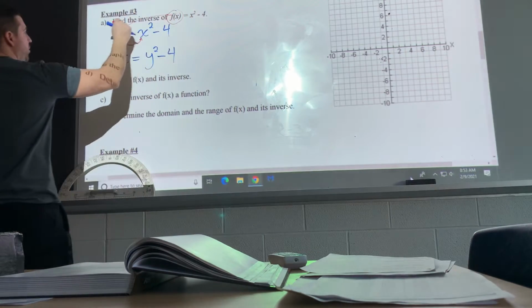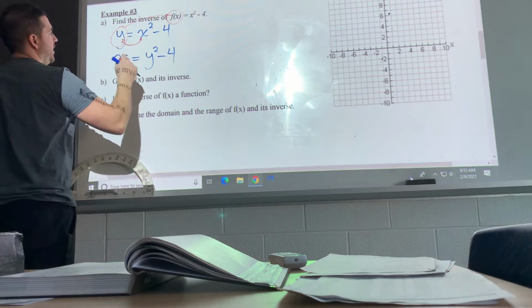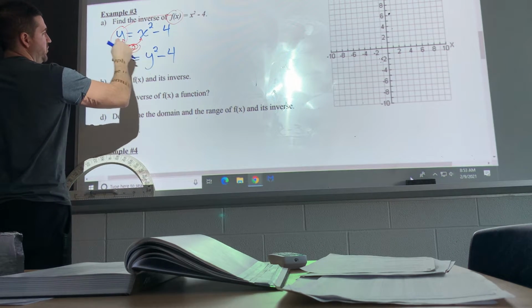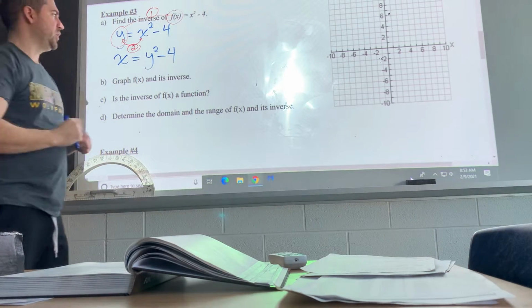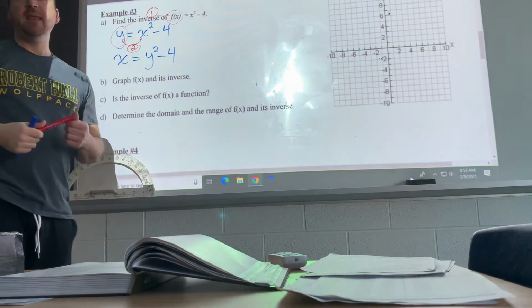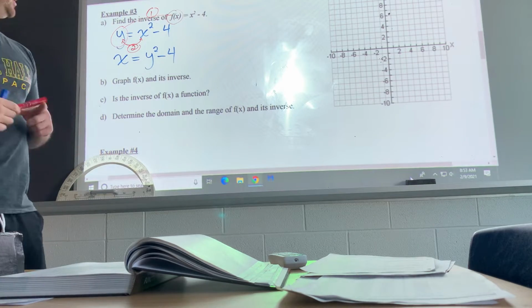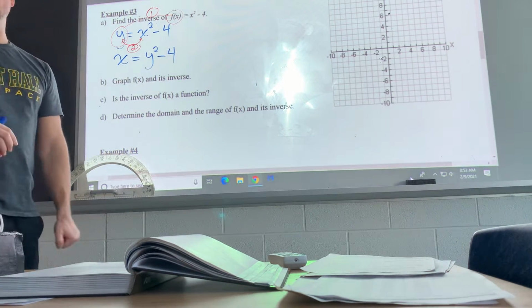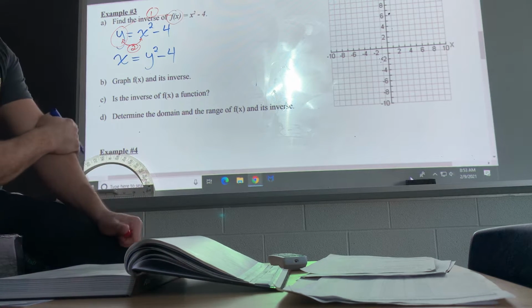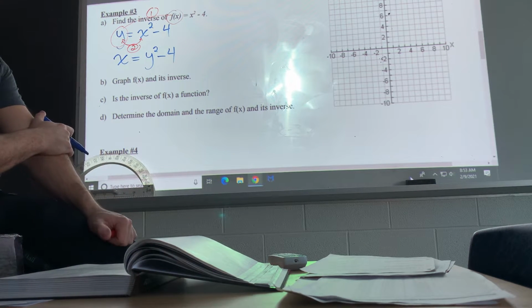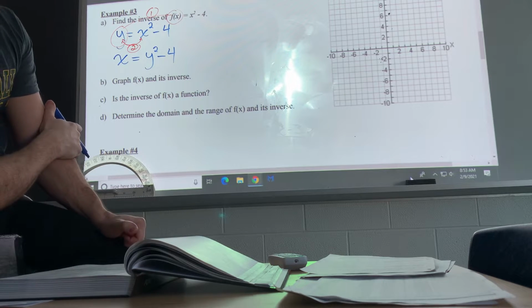So again, step 1, we change f of x to y. Step 2, change the x and y. Step 3 now, we're going to solve for y. What is the first step now to solve for y? First step. Add 4 on both sides.